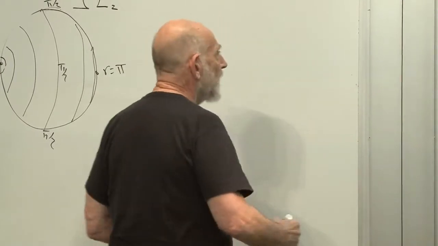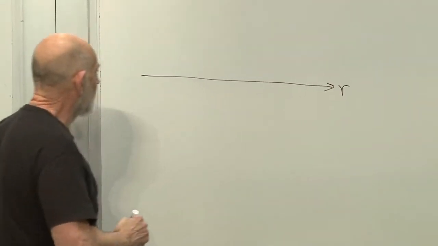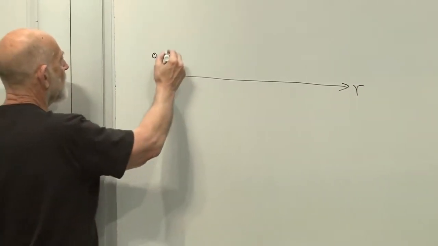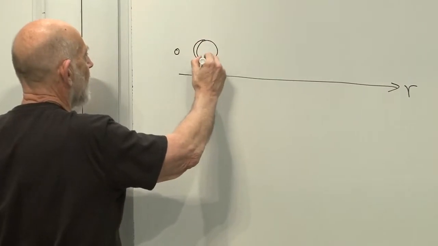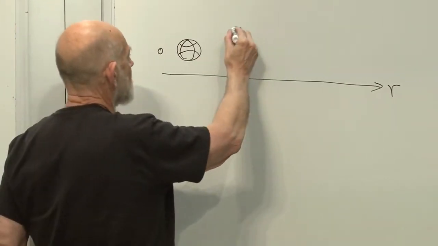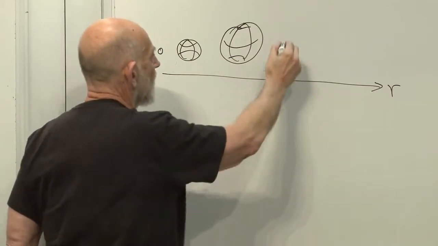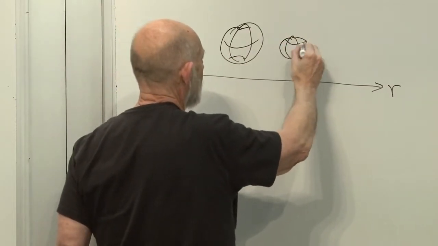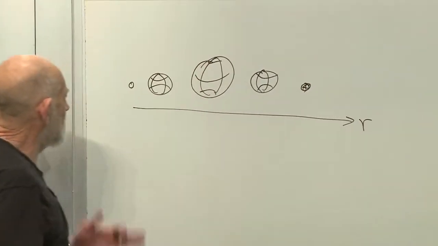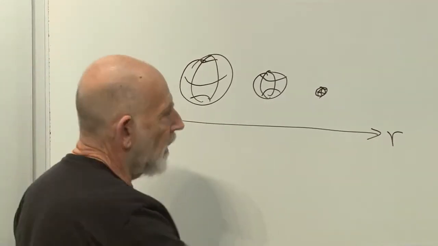So you could think of it as you move further and further away in r, at first you see a small sphere around you, a small two-sphere around you. Then you see a bigger two-sphere around you. I'll draw it as a two-sphere so that you can see it. And then you see an even bigger one at further distance. And then they start to get smaller again. And where do they shrink to 0? At r equals 0, and again at r equals pi.